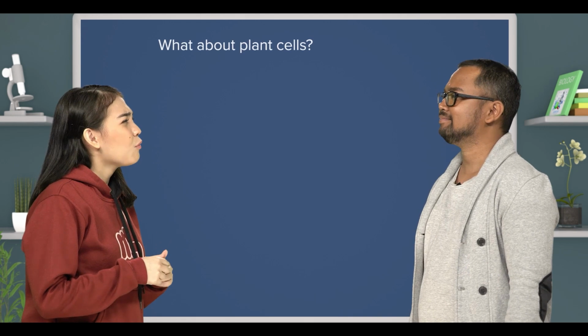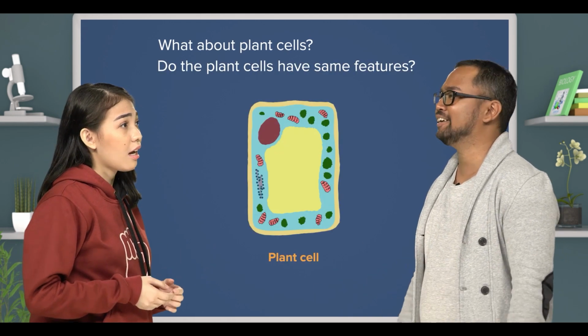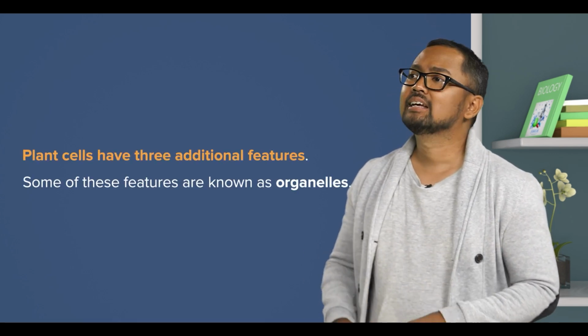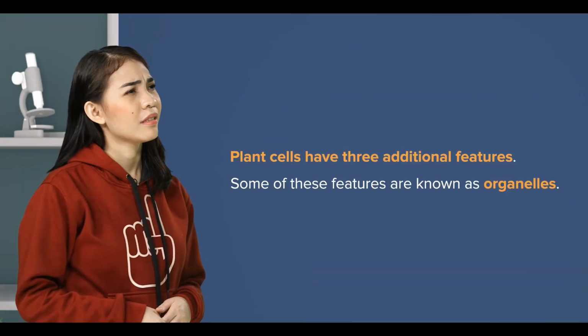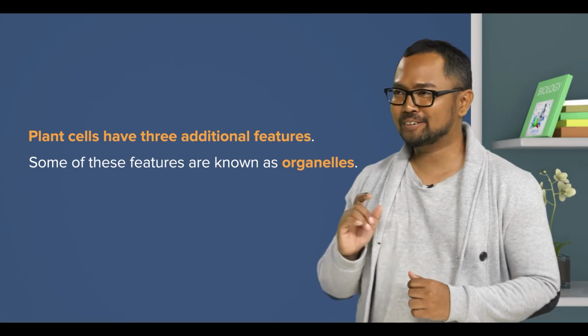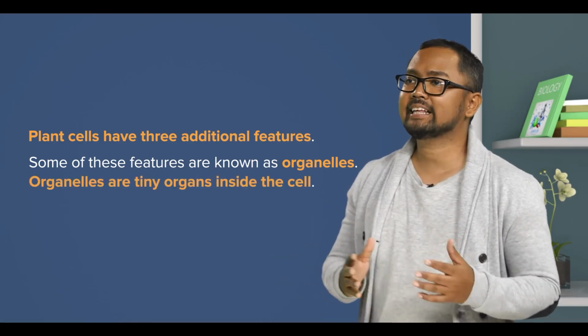Got it. And what about plant cells? Do they have the same features? Yes, they do. But keep in mind that plant cells have three additional features. Some of these features are known as organelles. Organelles? Sounds like an organ? Correct. Organelles are tiny organs inside the cell.